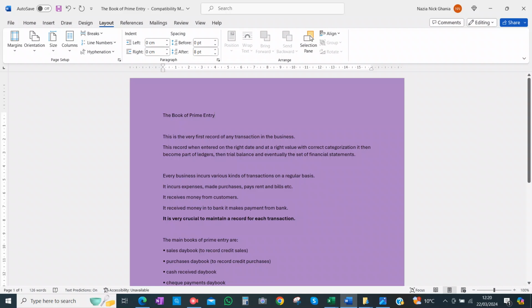Whatever transaction occurs, whether it's a cash transaction or a credit transaction, we need to make a diary of this transaction. When we make a record of it, we need to know what type of transaction this is. Are we purchasing something? Then it will be an expense, an item for purchases. Are we selling something? Then it is income and it is part of your sales analysis or sales daybook.